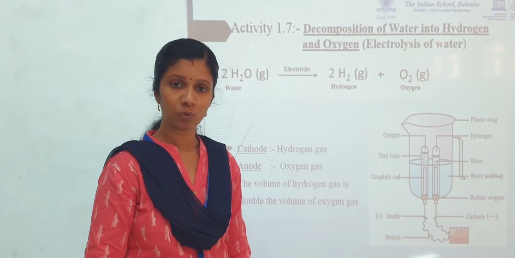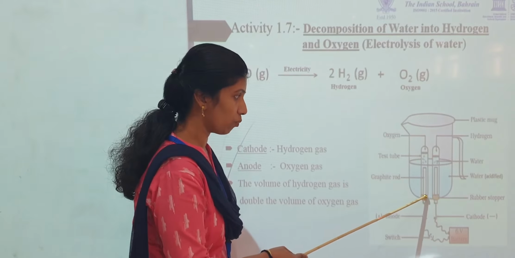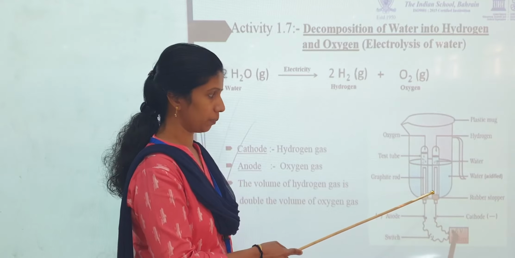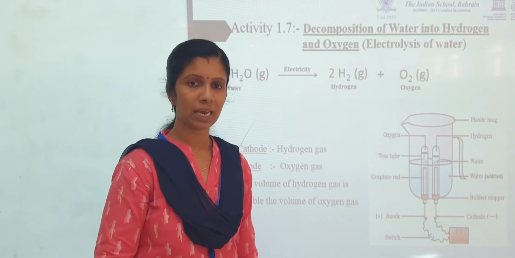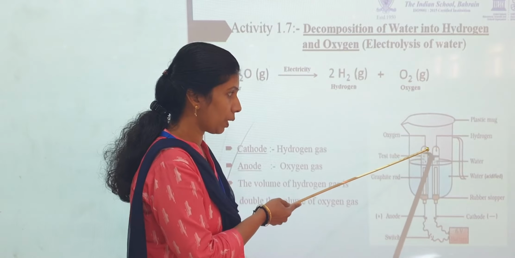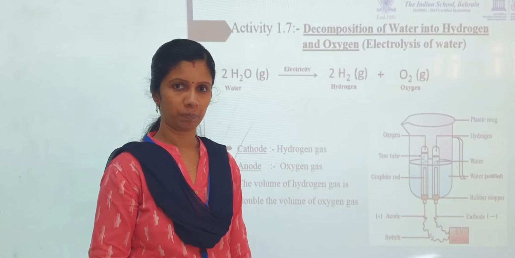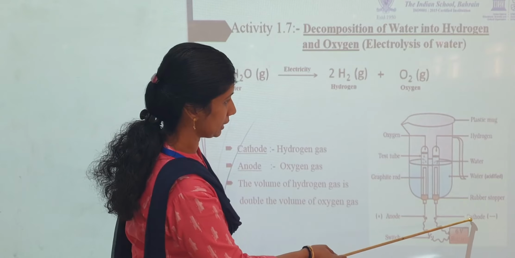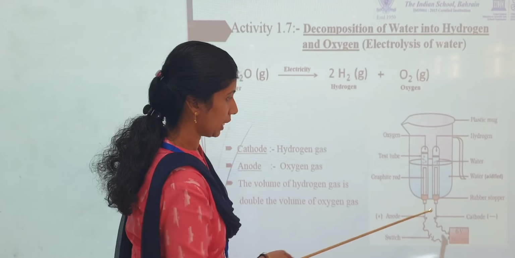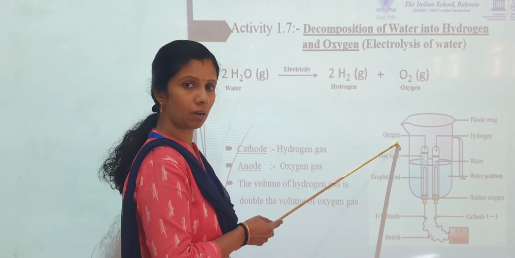After some time, we will observe formation of bubbles at these electrodes, and these gases displace water in these test tubes and get collected at the top part of the inverted test tube. The gas collected at cathode is hydrogen and the gas obtained at anode is oxygen.